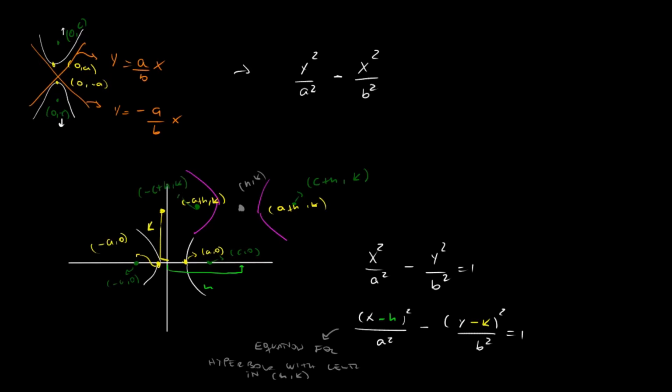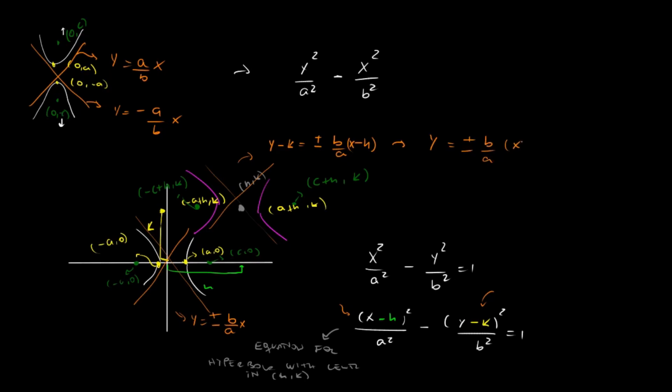And the same will happen to the oblique asymptotes. The oblique asymptotes were y equal to plus or minus b over a x. But now these oblique asymptotes will be the same as these ones, only shifted. So instead of y, like we did here, we subtract k, and this will be equal to plus or minus b over a, and here instead of x, we'll use x minus h. So working a bit on this, we get that y equals plus or minus b over a times (x minus h) plus k. And with the plus and the minus, we have two linear functions that will define the oblique asymptotes for this new hyperbola.